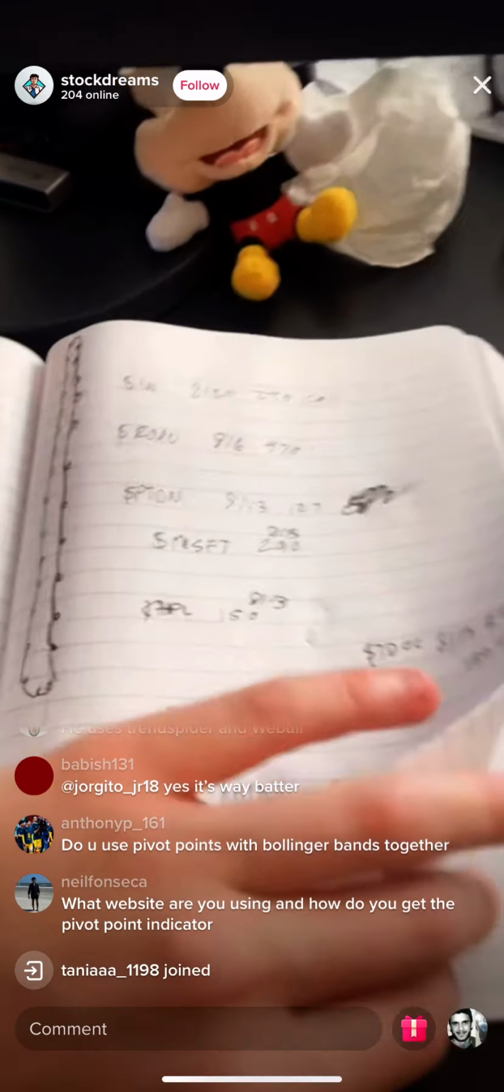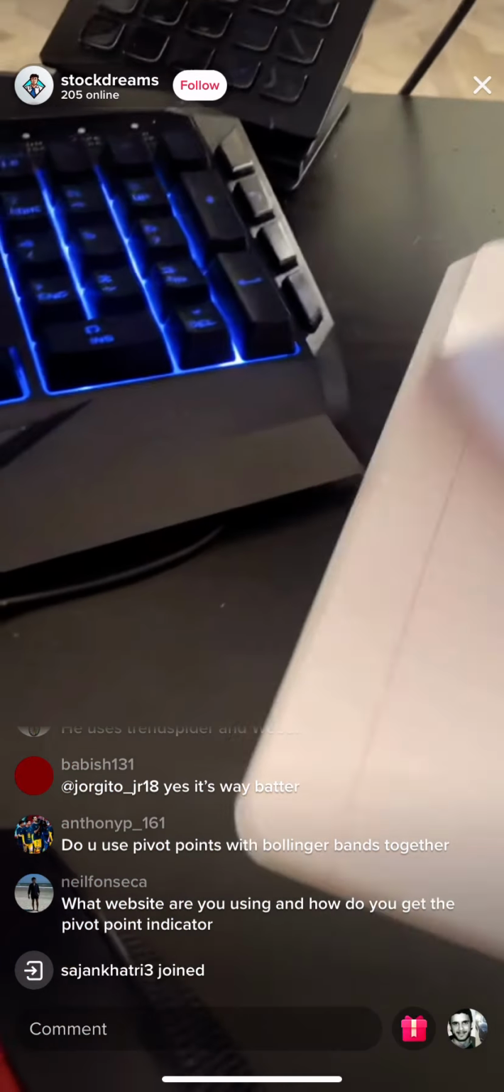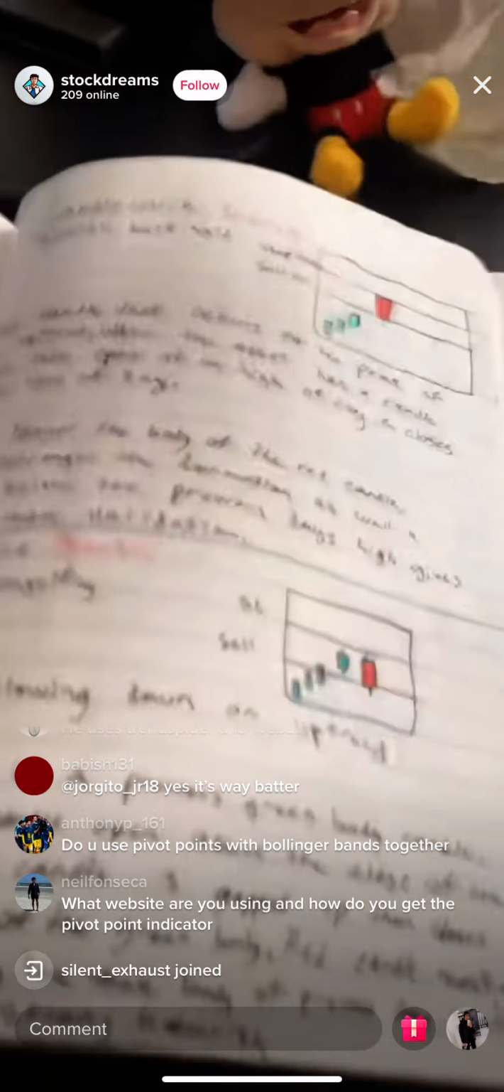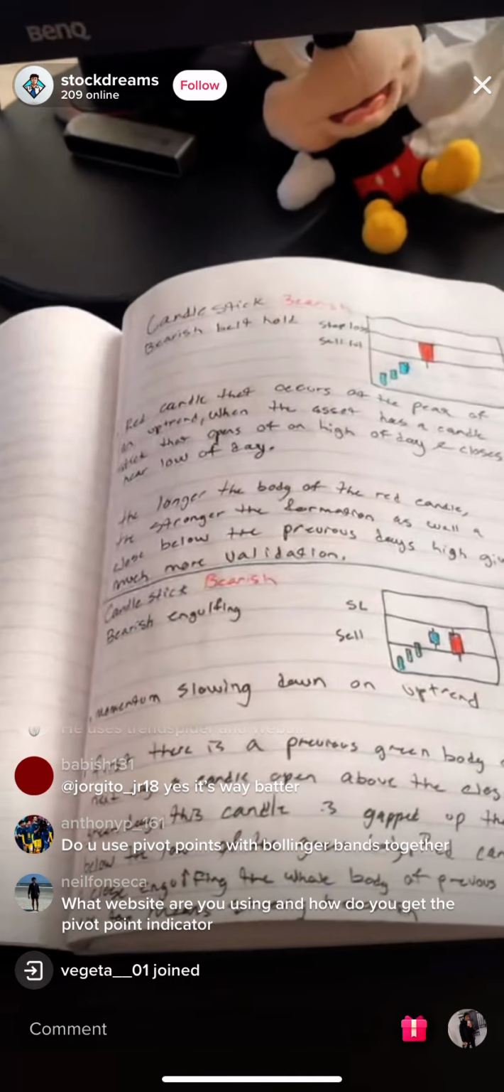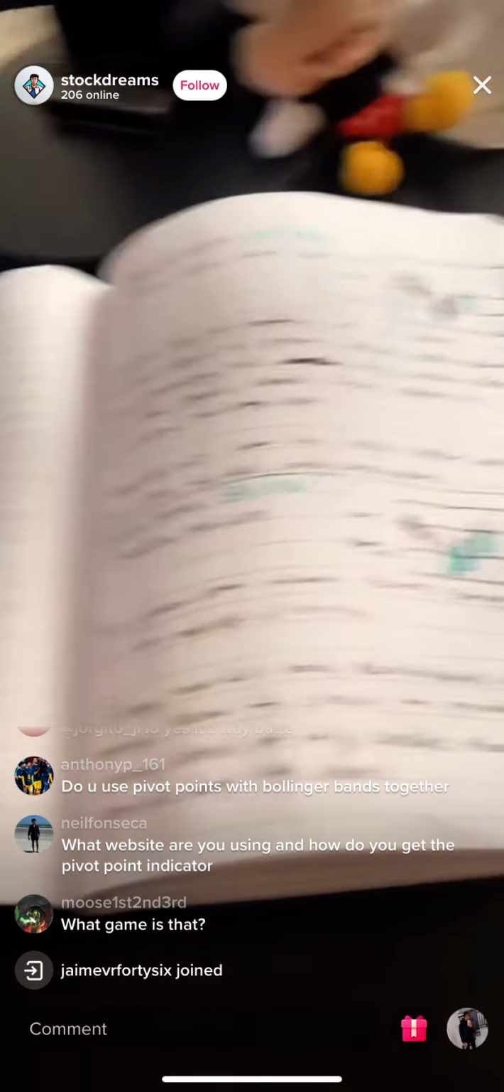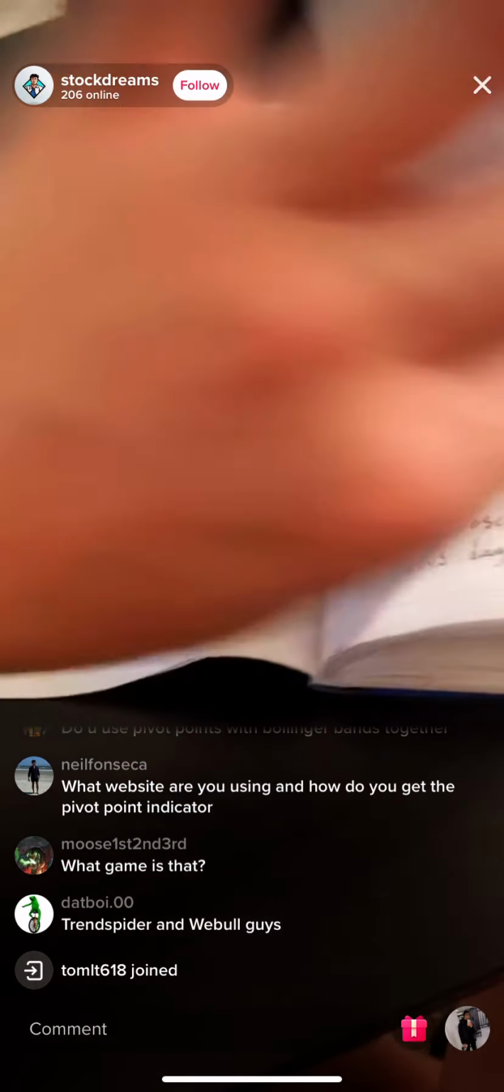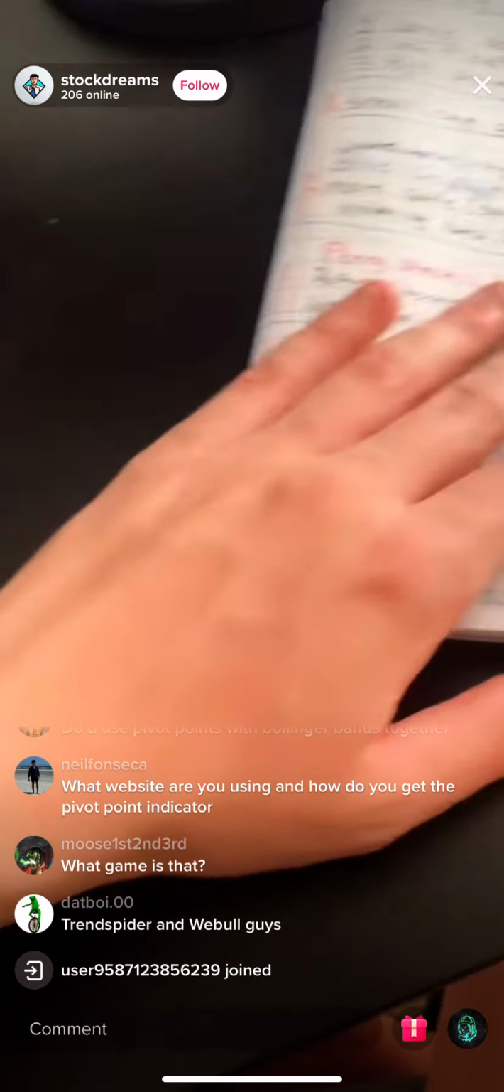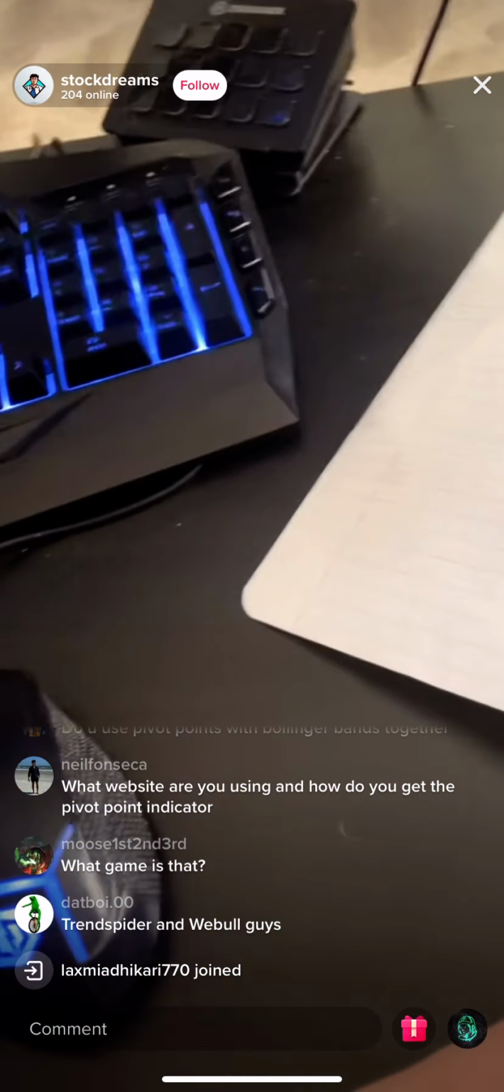Or I may already have MACD notes. Let me see if I can go ahead and find them. I have a bunch of notes here, guys. Oh, guys, I'm going to have all my candle notes posted soon. I'm going to have all this posted very, very soon. Oh, let's see if I can find this.